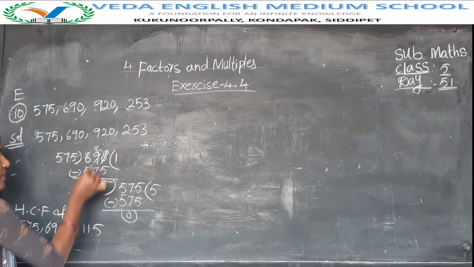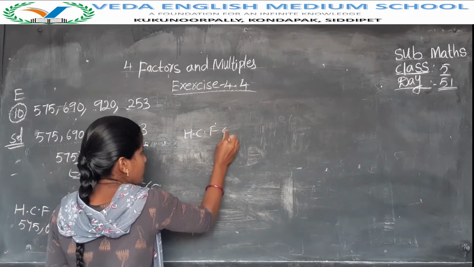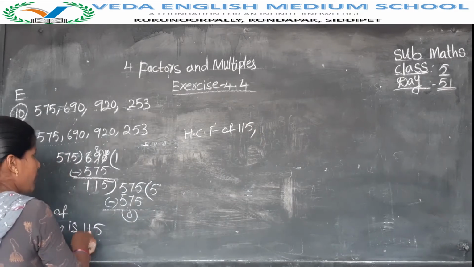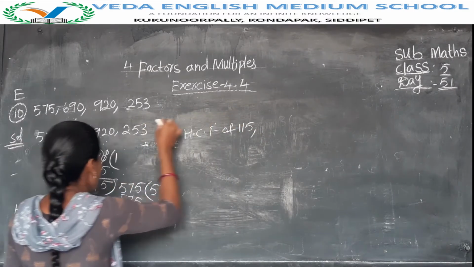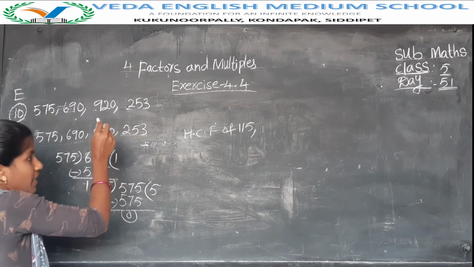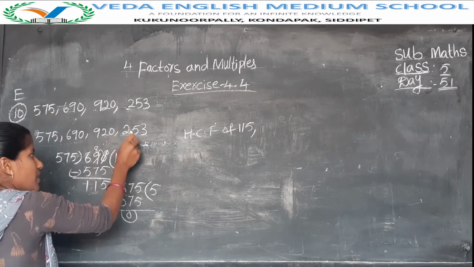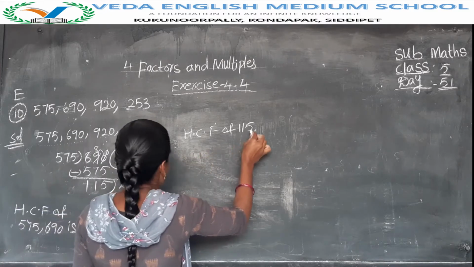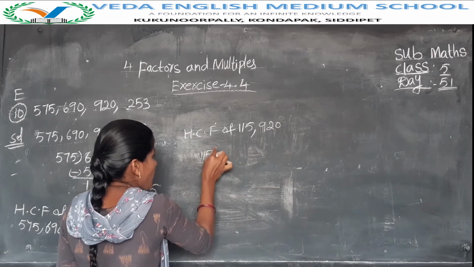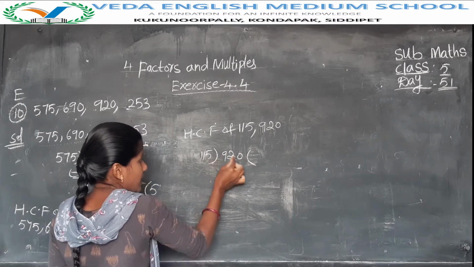This HCF with the next number. That means HCF of 115, where we got 115 here. What is the next number? 920. Madam, can we choose 253? Can we take 253? Yes, anyone. If you want to take the third one, take the third one. If you want to take the fourth one, take the fourth one. 115 comma 920. Smaller number as divisor, greater number as dividend.